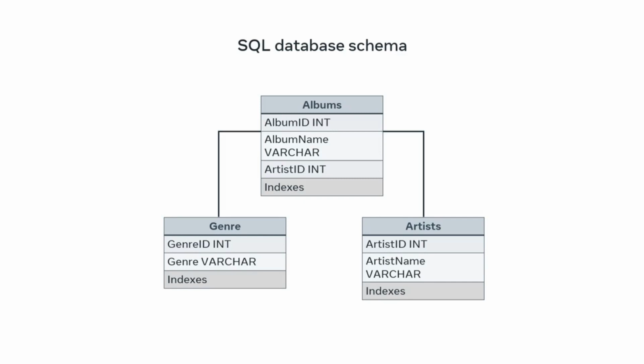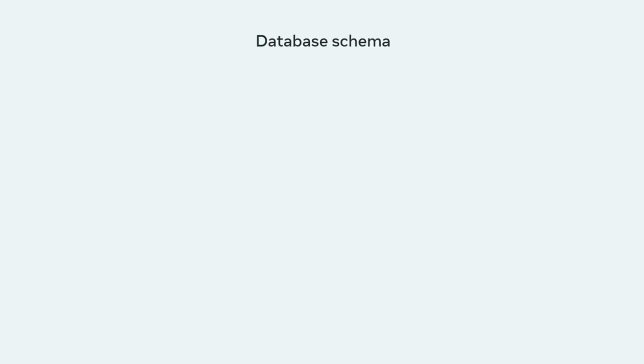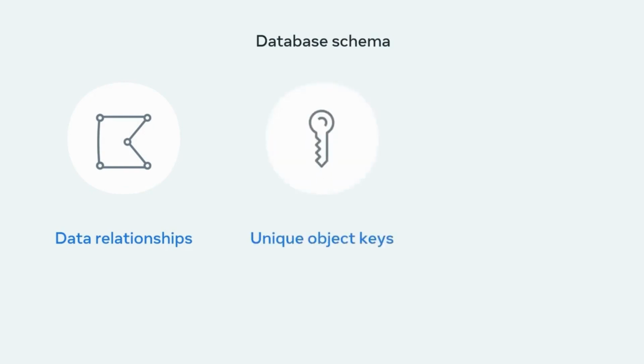In other words, the data within this database is organized in separate tables or entities. Yet the tables are also related to one another. Essentially, a database schema is comprised of all of the important data and their relationships, the unique keys for all entries in databases, and a name and data type for each column in a table.